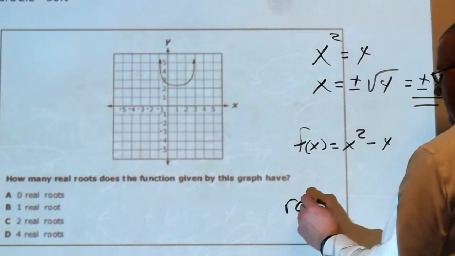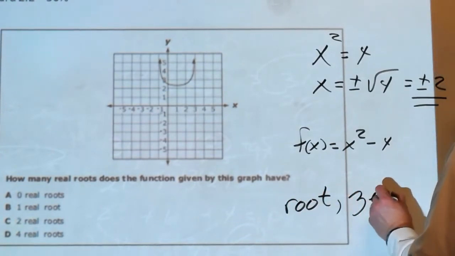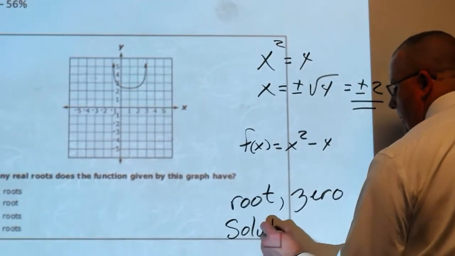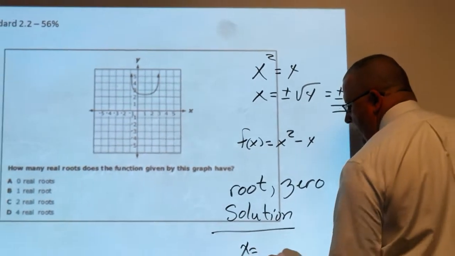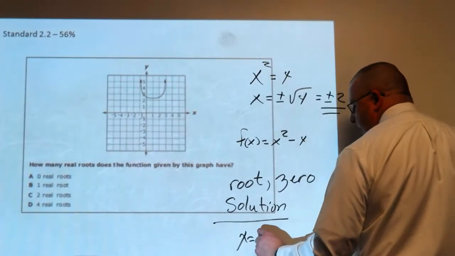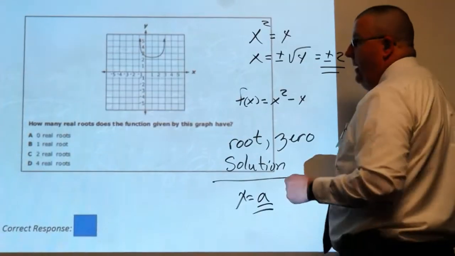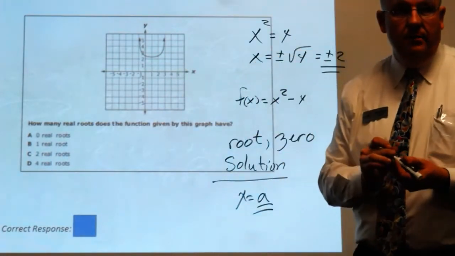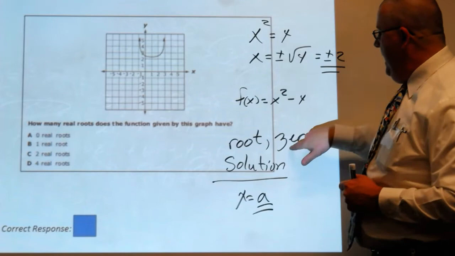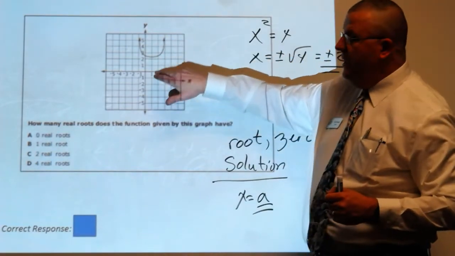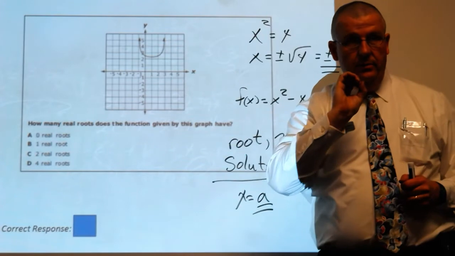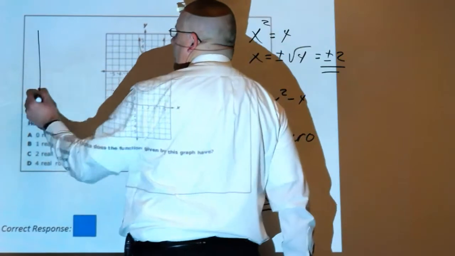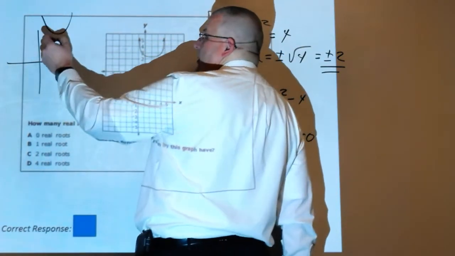A root, a zero, and a solution are simply x equals some value a that would make it a point where the graph would touch or cross the x-axis. So watch this. A root, how many times does this graph touch the x-axis? 0. So it has no real roots. No solution, no real solution.